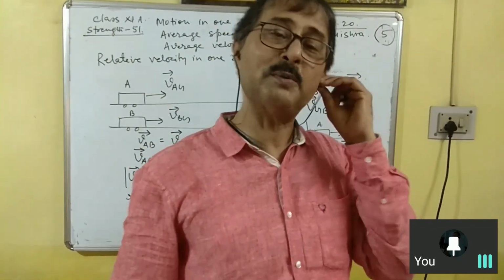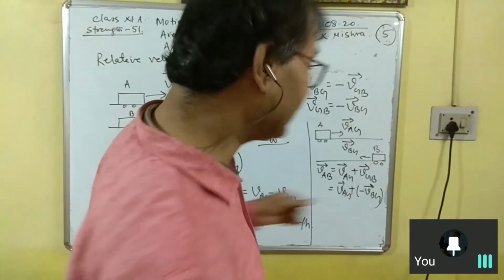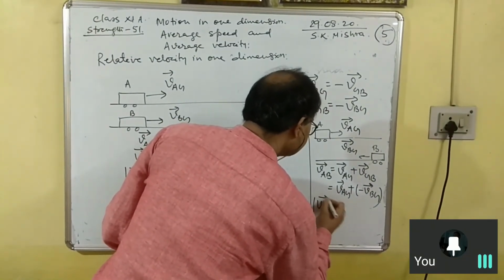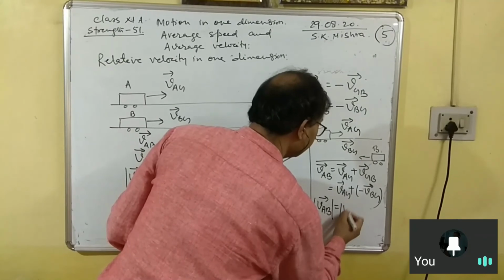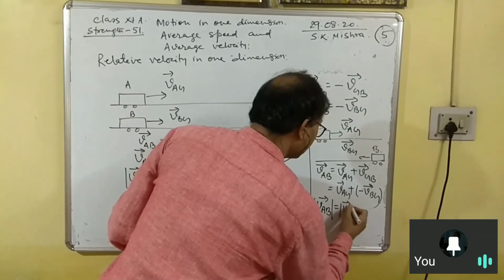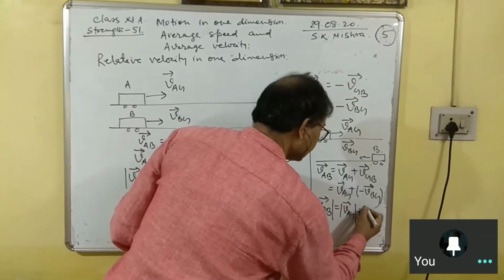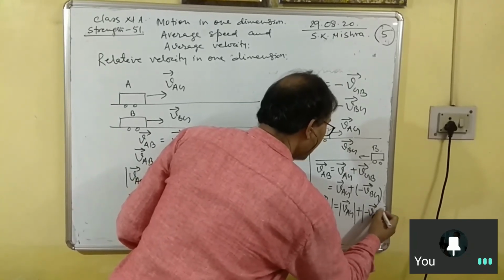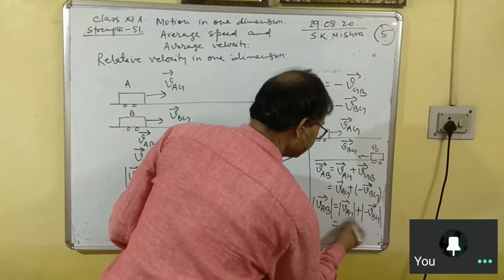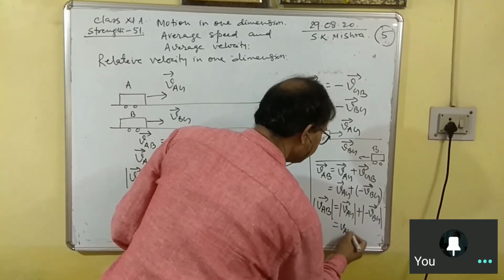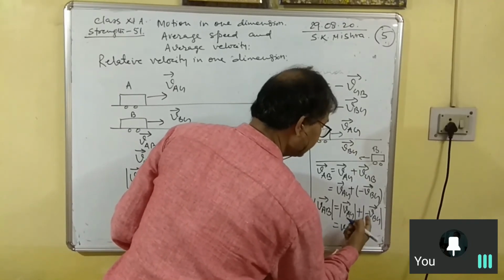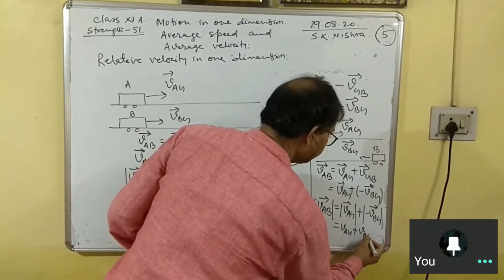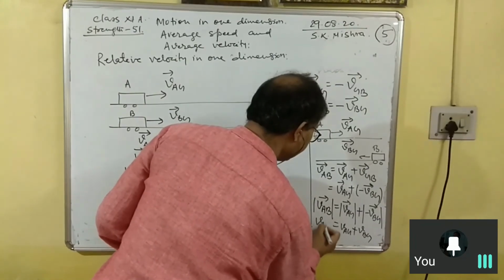So then what will be the resultant? The magnitude of VAB: now, with two vectors in the same direction, you have to add the magnitudes of the two vectors. So magnitude of VAG plus the modulus of minus VBG, which is nothing but VBG only. This is VAB. Now remove the vector sign.